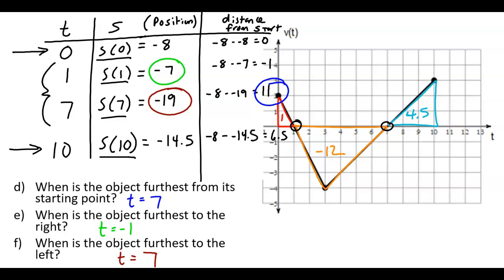And then color-coded here, I've got the answers. So at t equals 1, this should be a positive 1, sorry, not a -1. At t equals 1, we are at our point furthest to the right. -7 is the number that is farthest to the right because it's the least negative number up there. At t equals 7, we're at the farthest to the left because that's the most negative number. And when are we farthest away from the starting point? So we just take each of these numbers and subtract them from -8, the starting point, and you can find the distance they are away from the starting point. The one that's greatest is the 11. And so at t equals 7, we are at the greatest distance away from our starting point.